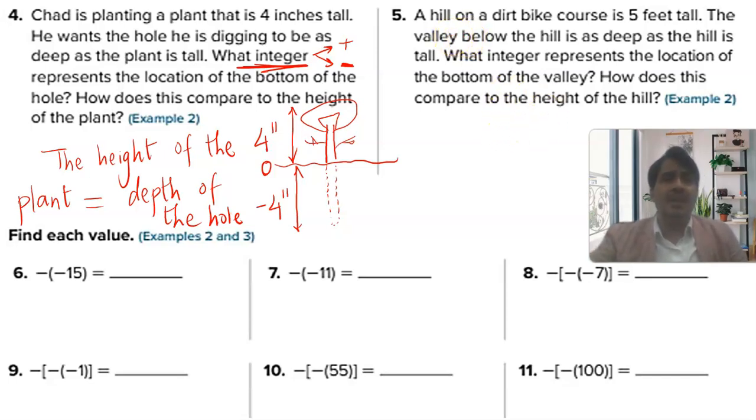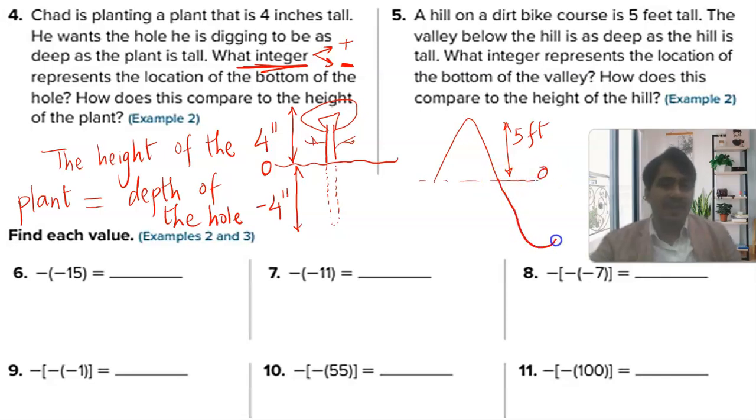Similarly, a hill on a dirt bike course is 5 feet tall. The valley below the hill is as deep as the hill. So there is a hill which is 5 feet tall, and this is the 0 level, and then there is a valley which is the same depth as the hill's height. Which integer represents the location of the bottom of the valley? Again the same, the bottom of the valley is negative 5 feet. How does this compare to the height of the hill? The height is the same, just that down is negative, up is positive.